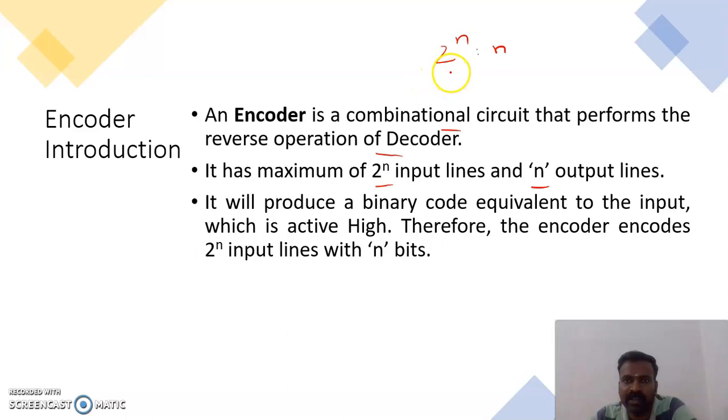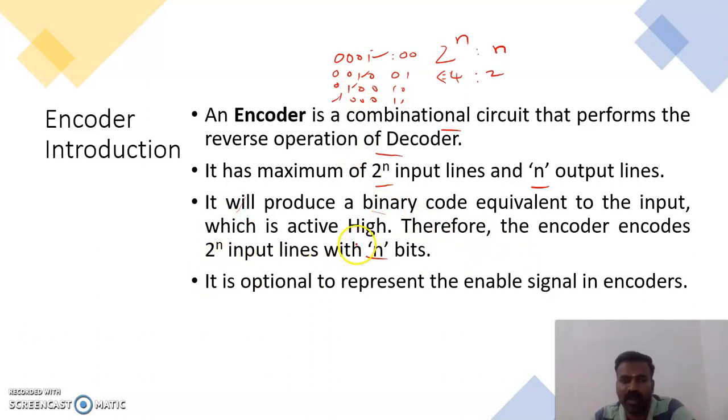So whenever this input is active high, see, 4 to 2 means any one of the inputs should be active for each combination. That is 0 0 0 1, 0 0 1 0, 0 1 0 0, 1 0 0 0. So at a time only one input should be high level. Okay, so this is the lowest priority, so the lowest output 0 0 will come here, then 0 1 will come. So therefore the encoder encodes 2 power n input lines with n bits.